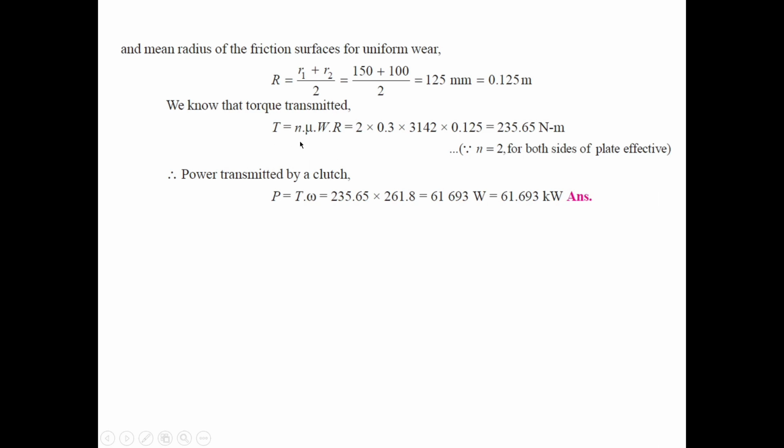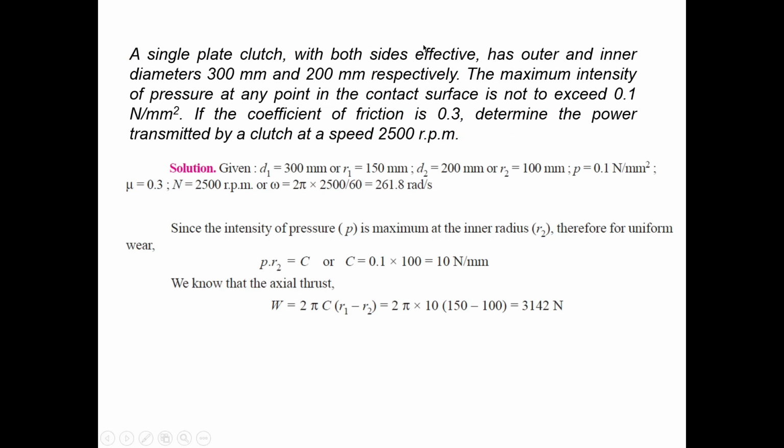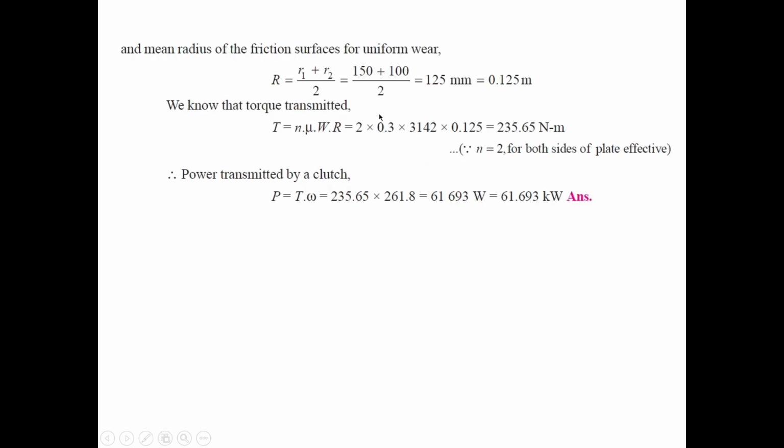Here T is equal to n mu W R, as I mentioned earlier. Small n is the number of contact surfaces. In this problem, it is given as a clutch plate with both sides effective. Both means 2, so here n represents 2. And mu value is 0.3, that is the coefficient of friction. W is the axial force that has been found out already. Capital R is the mean radius of the frictional surfaces, which can be found out by using this formula, R1 plus R2 divided by 2.